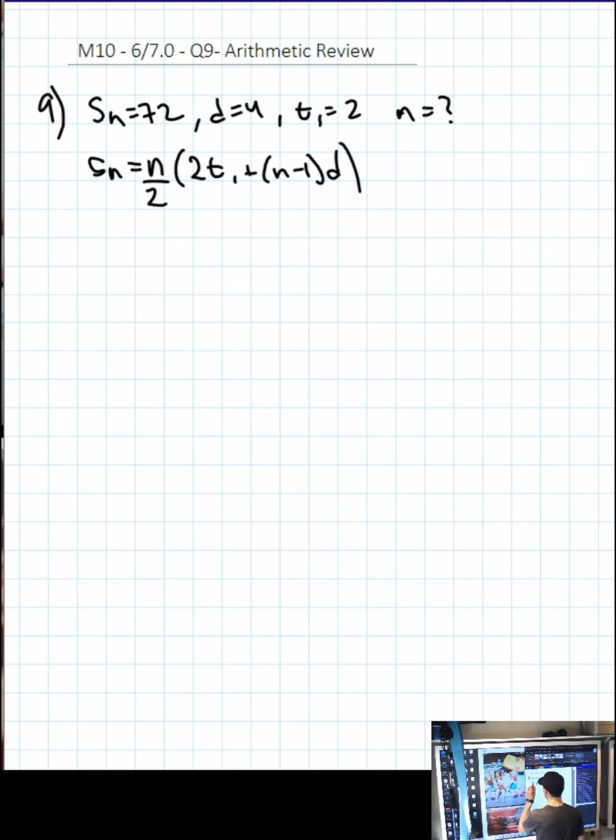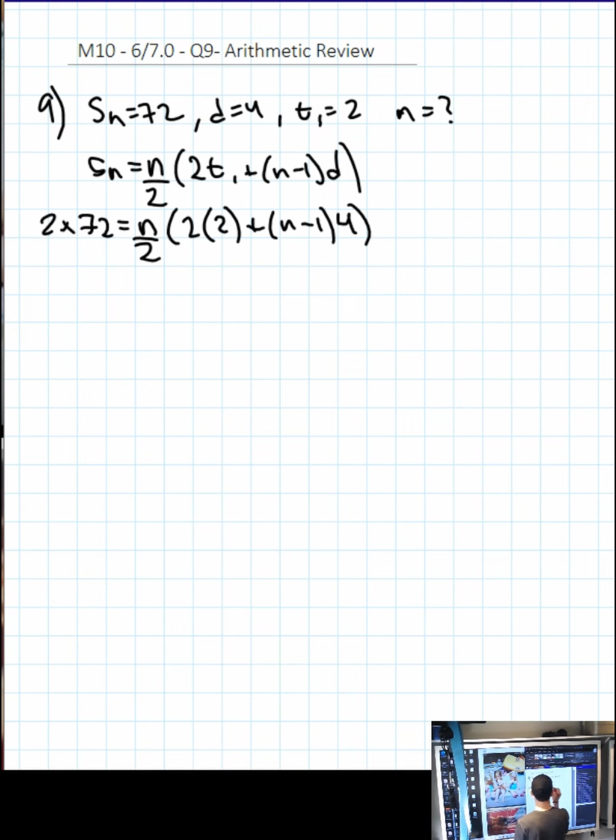And substituting in, we have Sn, that is 72. N divided by 2, we don't know what n is. T1 is 2. Again, we don't know what n is, times our d value of 4, clean it up. Times both sides by 2.